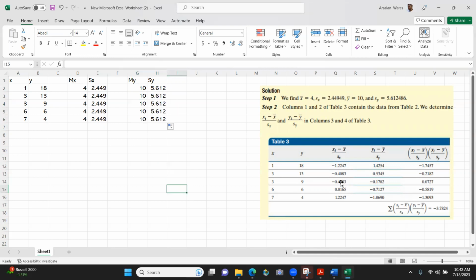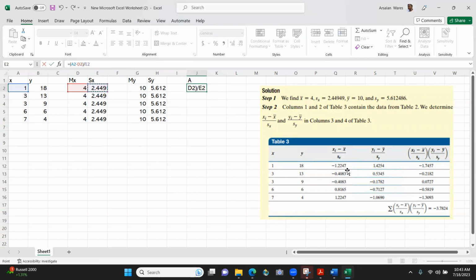Now, what am I going to do here, guys? I'm going to make this column: every variable minus the mean, divided by the standard deviation. Let's call the first one A. This guy minus the mean and divided by the standard deviation, 2.44949. Some of it will be negative, some of it will be positive.